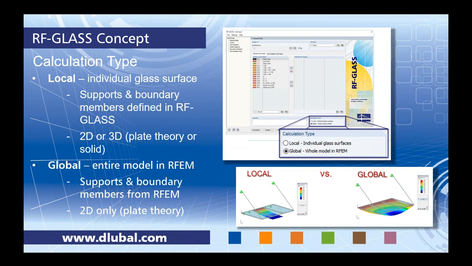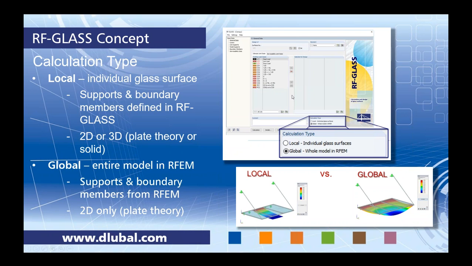Now, the other option is a global analysis where the entire model in RFEM is considered. Therefore, things like supports and boundary members that were originally modeled in RFEM will be taken into RF glass. The caveat with this is that we can only do 2D plate theory for this type of analysis.